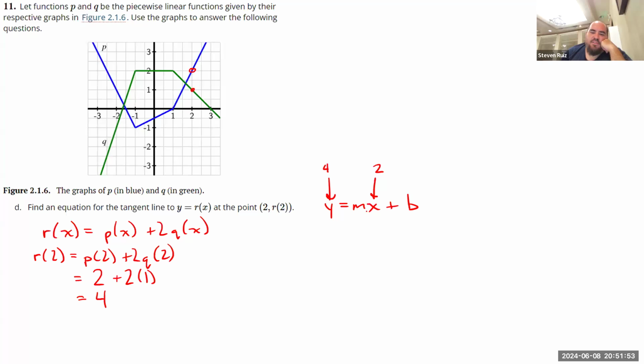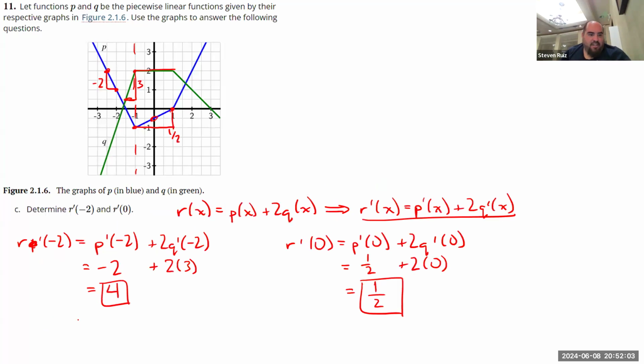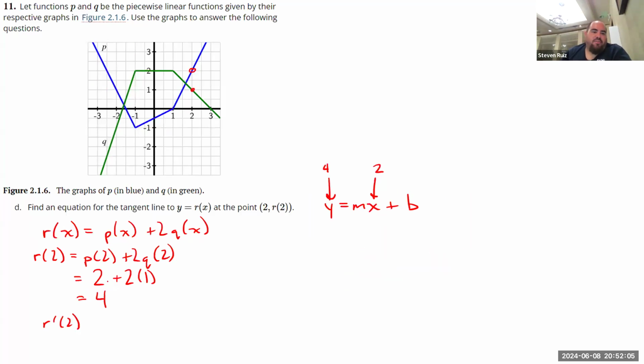So 4 equals m times 2 plus b. What is going to give us the slope? So the slope is going to come from r prime of 2. Is this from the values I just found? No. So we've got to go through this again. What is r prime of 2? That's going to be equal to p prime of 2 plus 2 times q prime of 2.